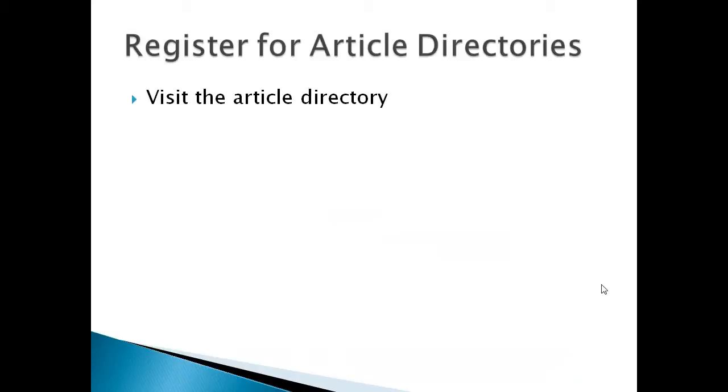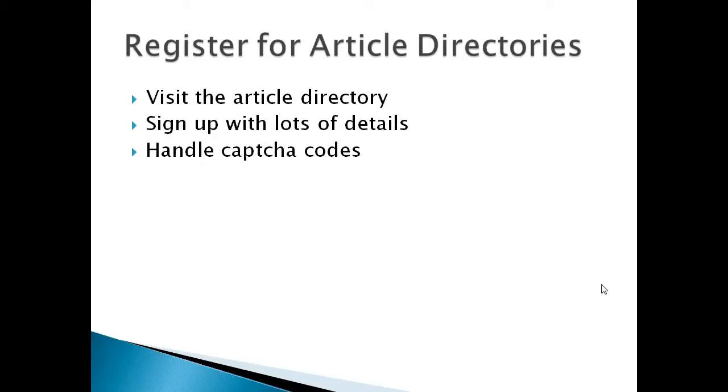Okay, so in order to submit articles to article directories and get them published, we've got to first register as a user of the directories. Now there's hundreds of these directories. You've got to visit the directory, and then you've got to sign up giving lots of details like your name and address and phone number and a fax number and all this junk. Then you've got to handle whatever CAPTCHA codes they throw at you, and then finally they'll email you to make sure you're real, and you have to click that email. The cool thing about this is Automatic Article Submitter automates or semi-automates every bit of this, which is really cool.